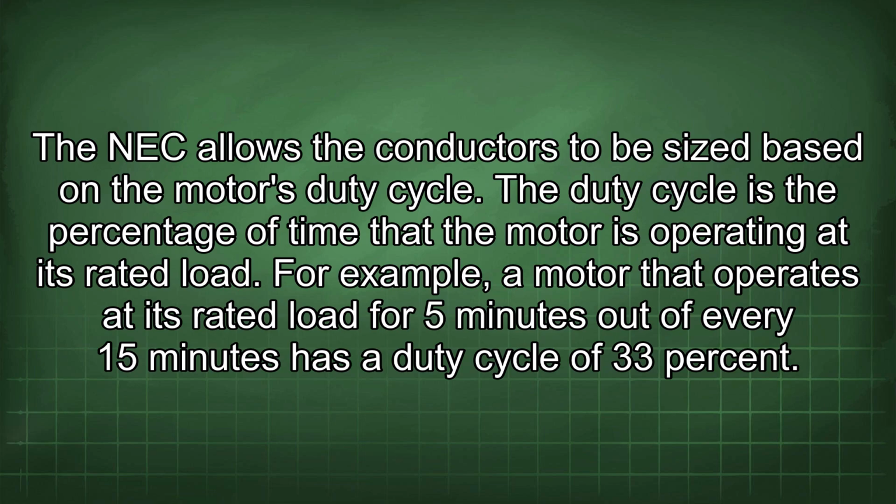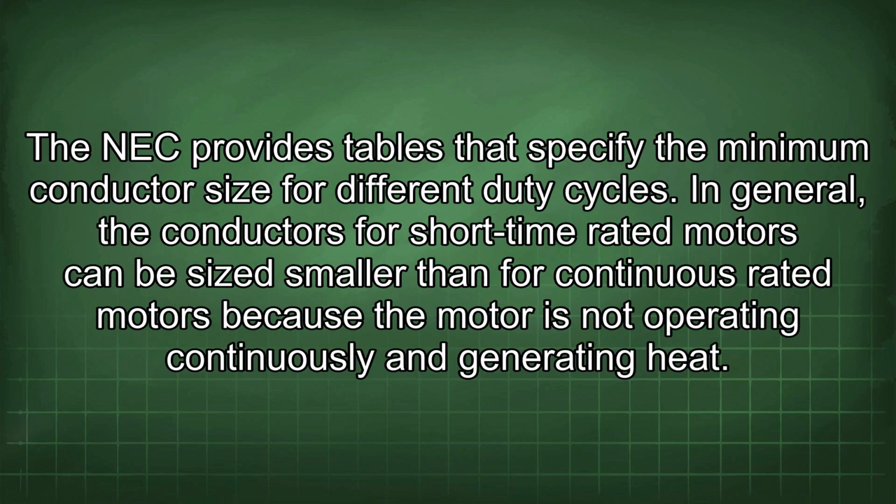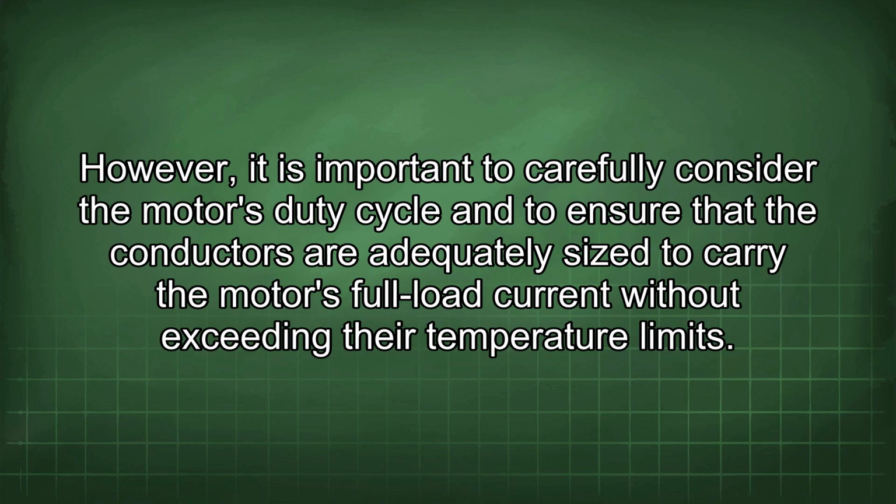For example, a motor that operates at its rated load for 5 minutes out of every 15 minutes has a duty cycle of 33%. The NEC provides tables that specify the minimum conductor size for different duty cycles. In general, the conductors for short time rated motors can be sized smaller than for continuous rated motors because the motor is not operating continuously and generating heat. However, it is important to carefully consider the motor's duty cycle and to ensure that the conductors are adequately sized to carry the motor's full load current without exceeding the temperature limits.